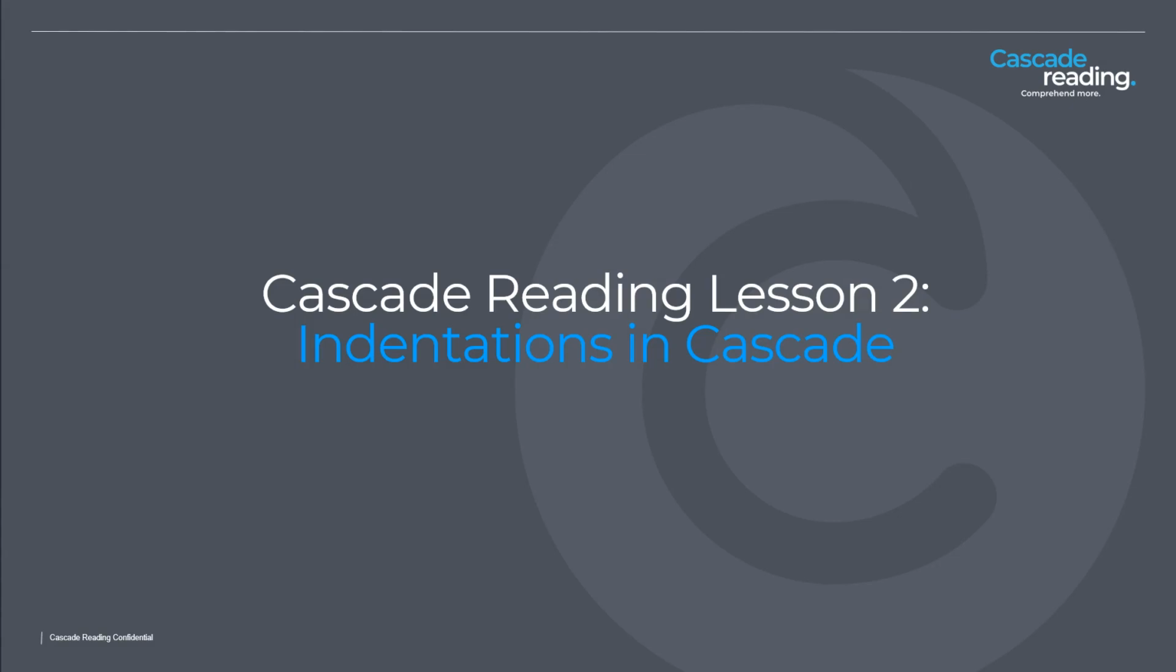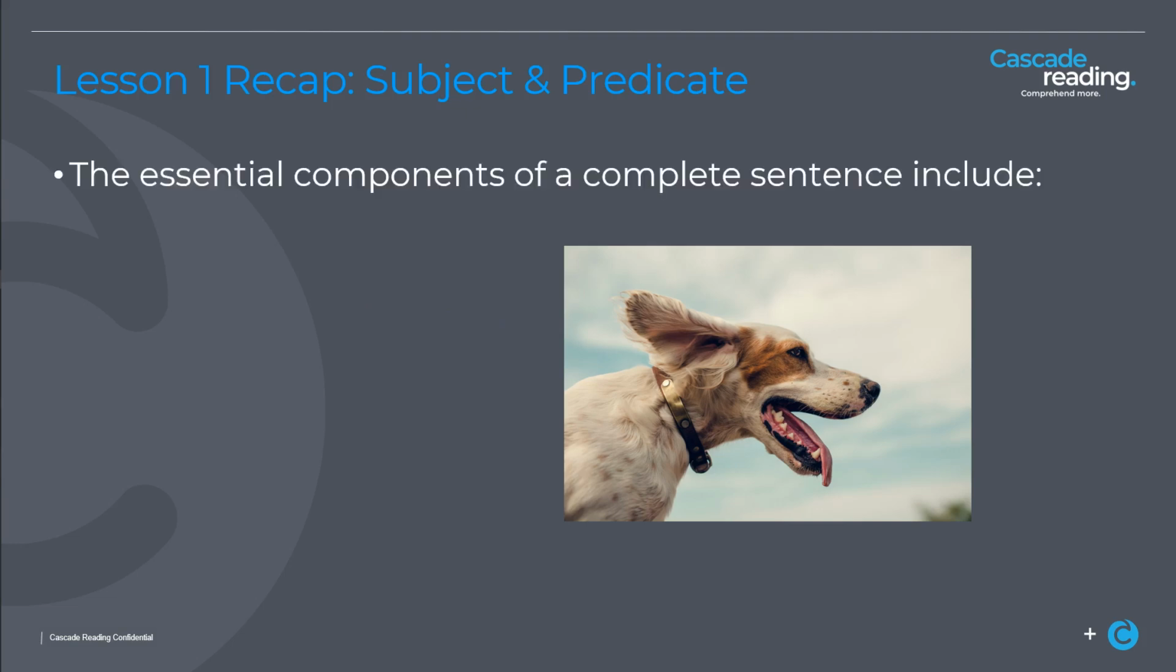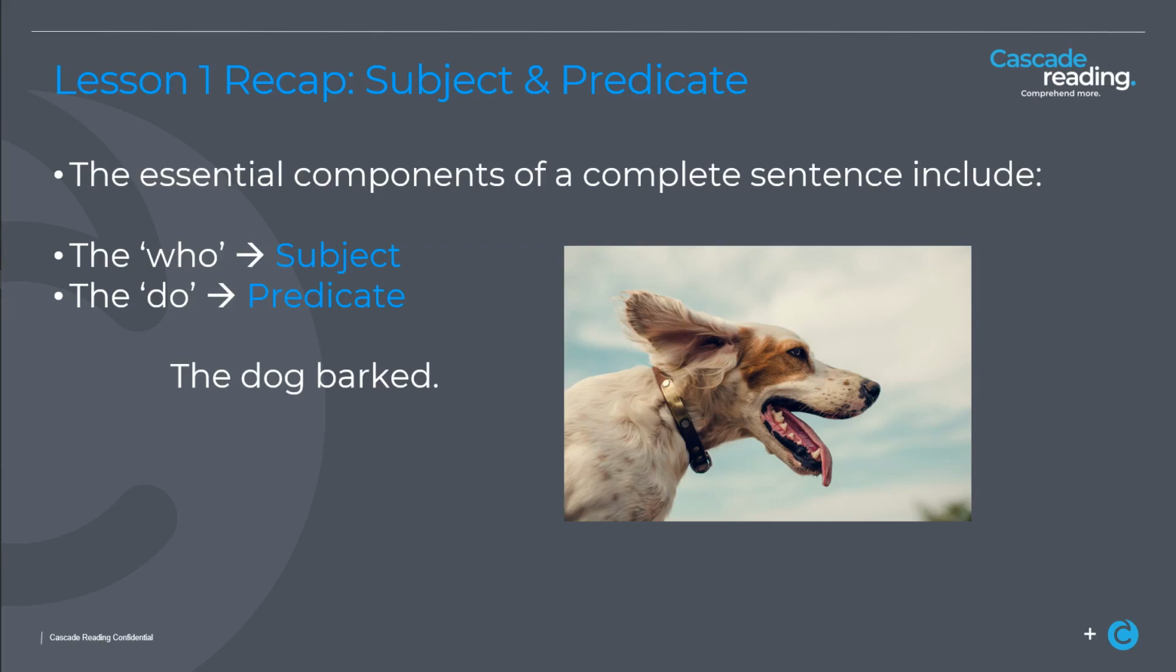Today, we're going to be talking about Cascade Reading Lesson 2, Indentations in Cascade. Just a quick recap from Lesson 1, where we talked about the subject and the predicate. The subject and predicate are the essential components of a complete sentence. The subject describes the who of the sentence, and the predicate describes the do of the sentence. In the sentence, the dog barked, the who refers to the dog, which is the subject of the sentence, and the do refers to barked, the predicate of the sentence.